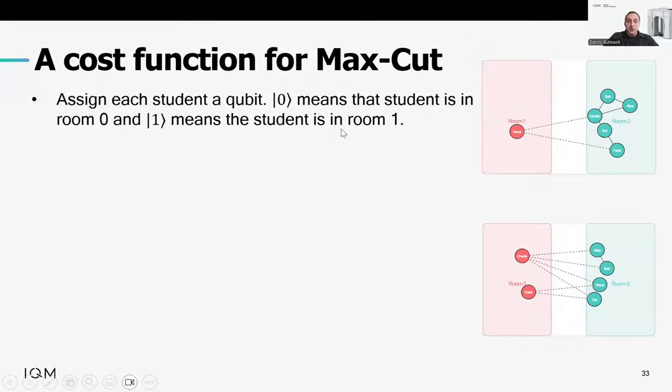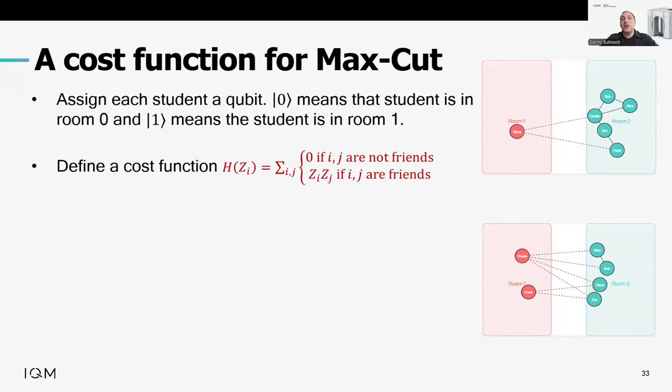So what we can do, for example, is to assign each student a qubit. 0 means that the student is in room 0, and 1 means that the student is in room 1. You can label the rooms 1 and 2, but for our purposes, it might be a little easier to call them rooms 0 and 1. So we're going to define this cost function. And let me explain what this cost function means. Just bear with me for a moment.